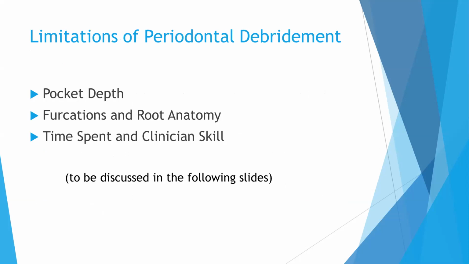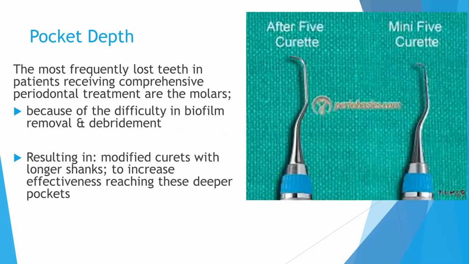The deeper the pocket, the more difficult it is to do a thorough debridement. Studies are showing after 4 or 5 millimeters, we are doing a lousy job of removing calculus. The best of us are doing a lousy job, but again, we do the best we can. Think about the furcations in the root anatomy. How much time do you have per appointment, as well as what is your clinical skill? Because we all have different clinical skills, no matter who we are.